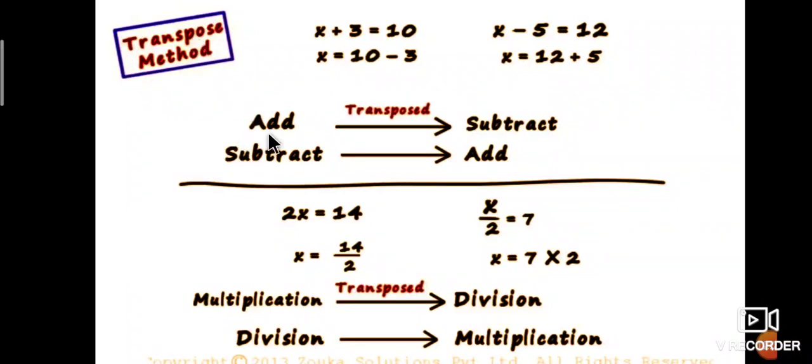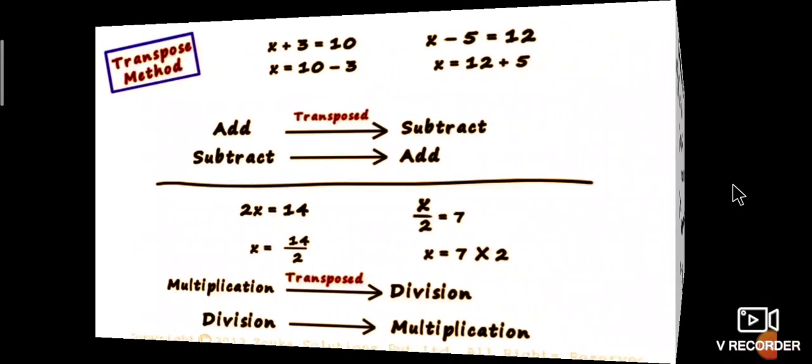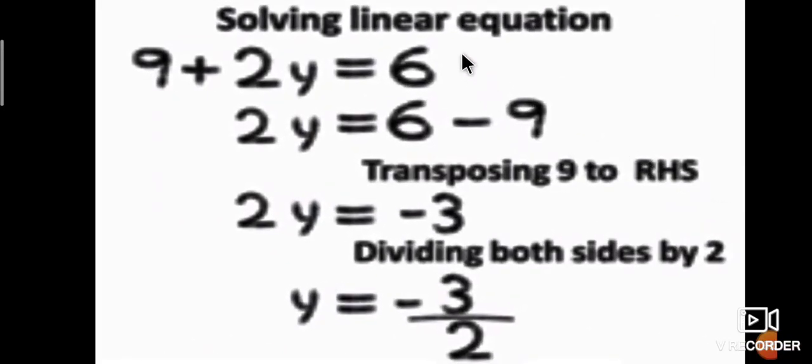In the transpose method, addition transferred from LHS to RHS or RHS to LHS becomes subtraction. Subtraction transferred becomes addition. Multiplication transferred becomes division. Division transferred becomes multiplication. Observe this one. On the basis of this, we solve by one method that is called the transposing method.